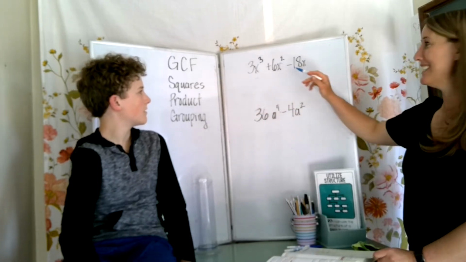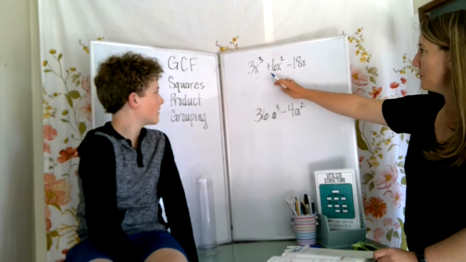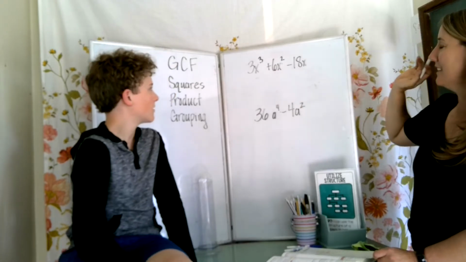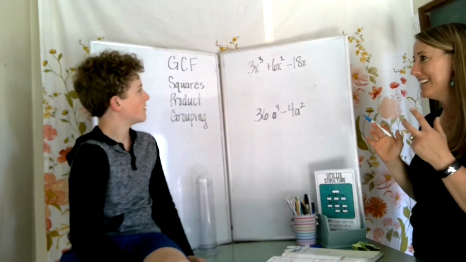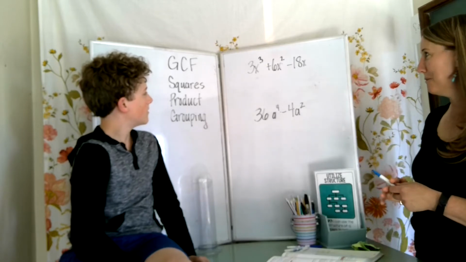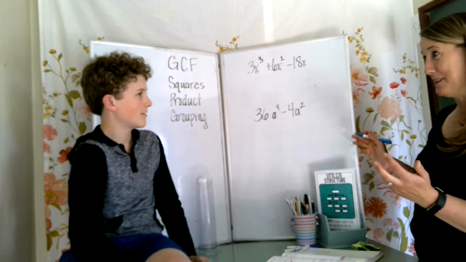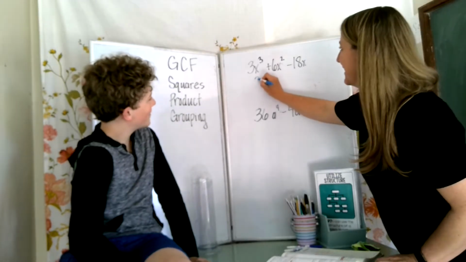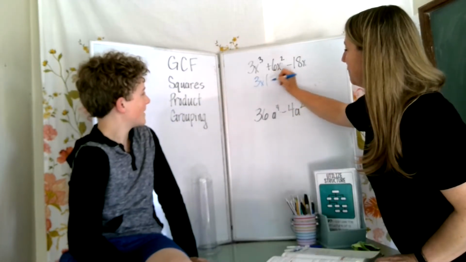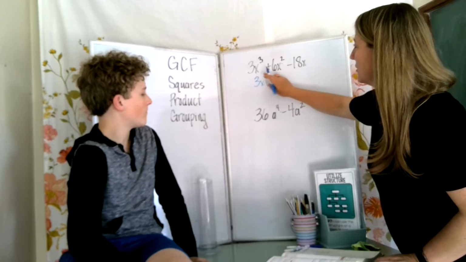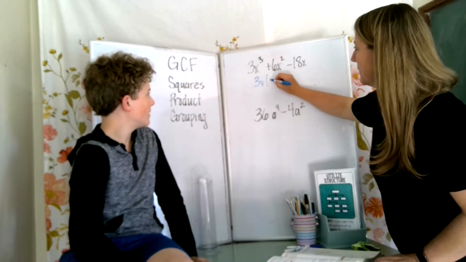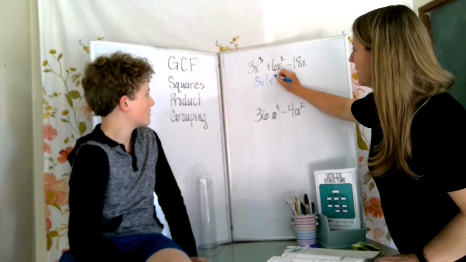So here's our first example. We have 3x cubed plus 6x squared minus 18x. So Ben, do you see a greatest common factor in this trinomial? Wouldn't the greatest common factor be 3x? Fabulous. Good answer. So you have 3x, and if we were to factor that out of the first term, what would you be left with? You would be left with x squared.